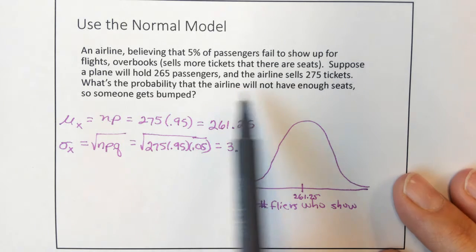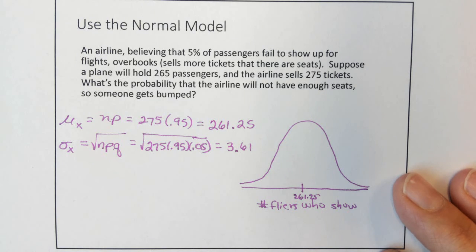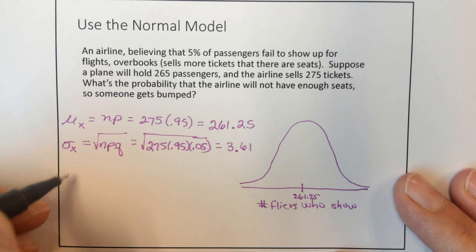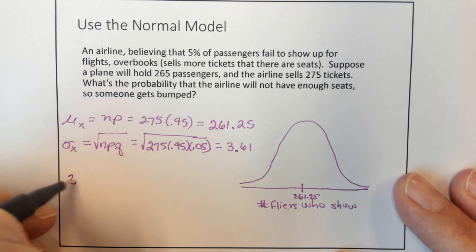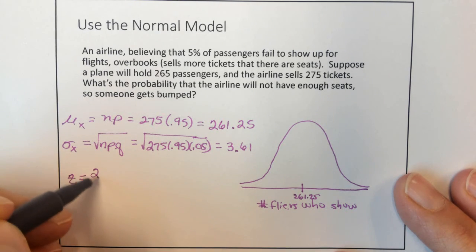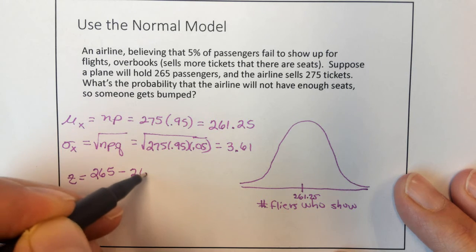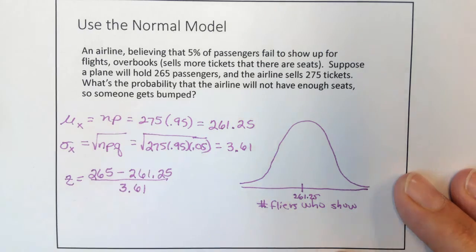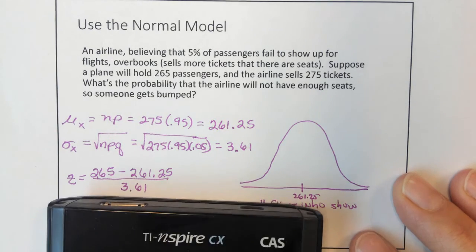I want to know the probability that they won't have enough seats. So I want to know where that 266 mark is, because 266 is the lower bound of when we're in trouble. Or actually anything over 265, we'd be in trouble. So maybe let's use 265. Anything bigger than 265 is a problem. So we want to know where 265 is on this curve. So 265 minus the mean, 261.25, over the standard deviation of 3.61. So that's a z-score. Where are we?